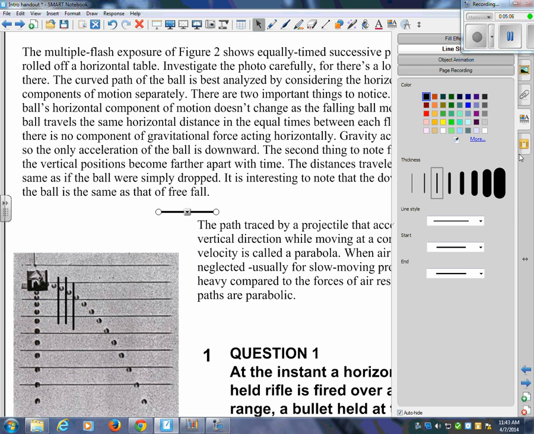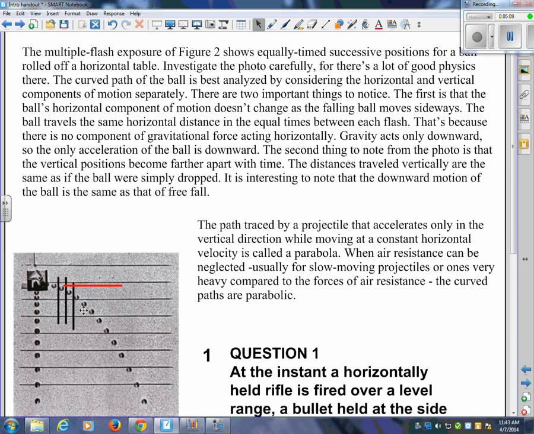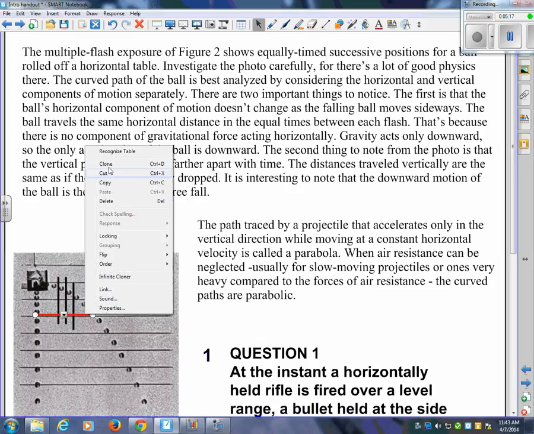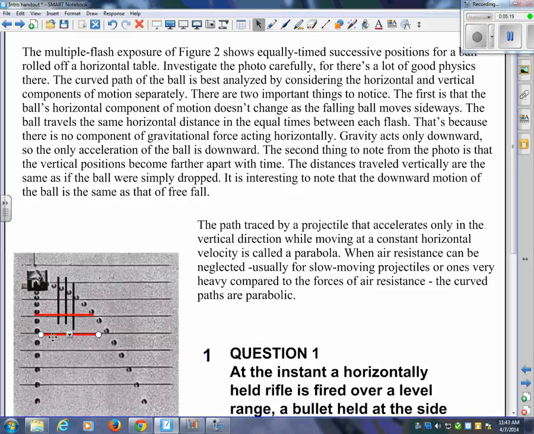Properties, let's make it red. Okay, so do you see how this ball lines up with that ball? And if I make another, how this ball here lines up with this one right here. The ball that's been projected sideways is in exactly the same position vertically as if it were just dropped. How come? Because vertical and horizontal components are independent.